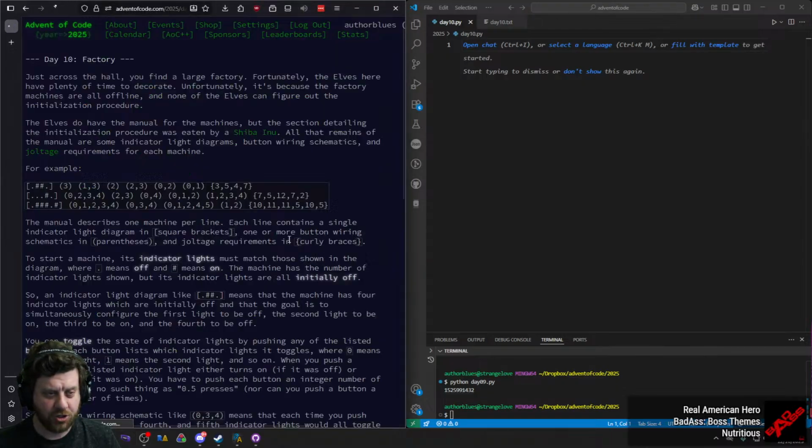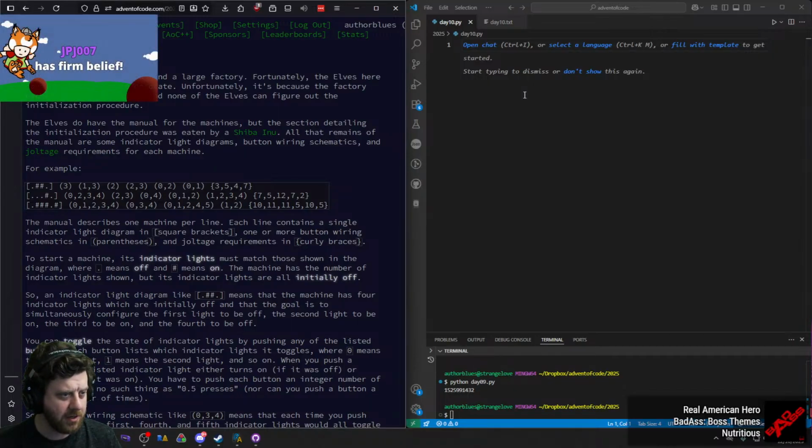Alright, let's jump in. Day 10, Factory. Just across the hall you find a large factory. Fortunately, the elves here have plenty of time to decorate. Unfortunately, it's because the factory machines are all offline, and none of the elves can figure out the initialization procedure. The elves do have the manual for the machines, but the section detailing the initialization procedure was eaten by a Shiba Inu. All that remains of the manual are indicator light diagrams, button wiring schematics, and joltage requirements for each machine.